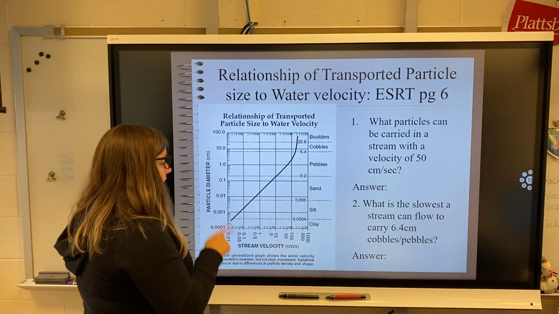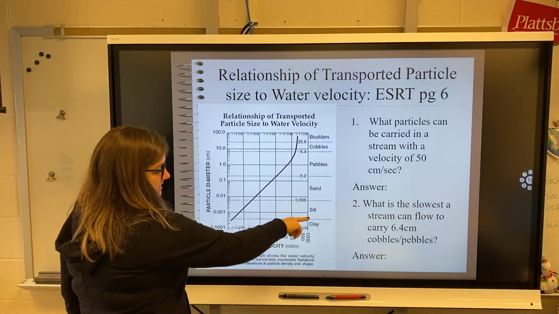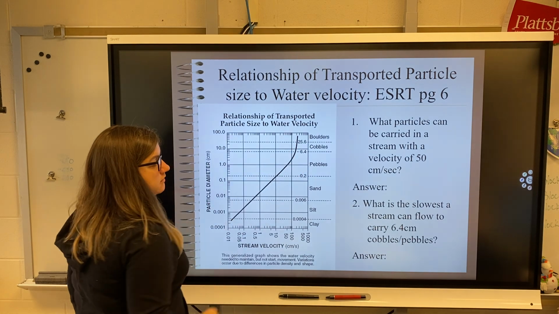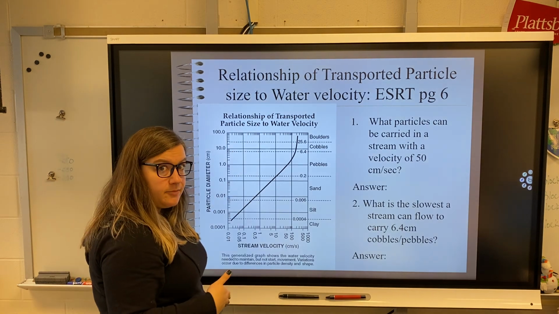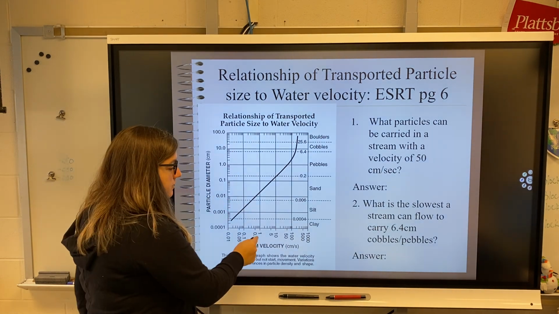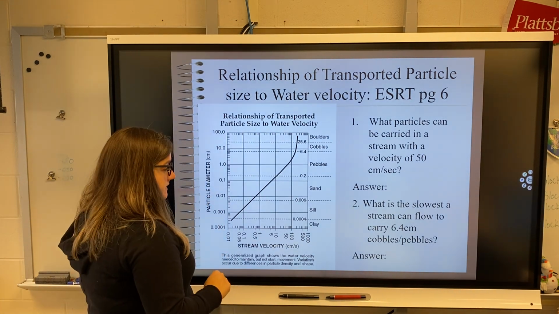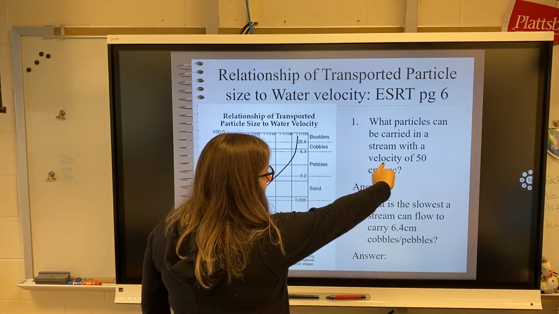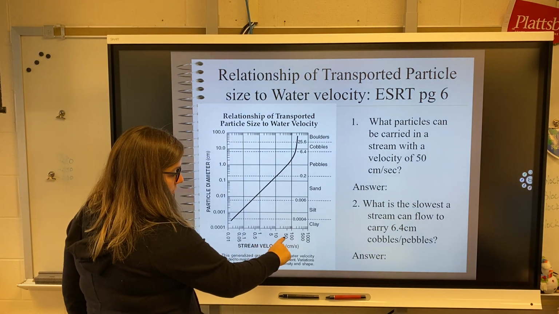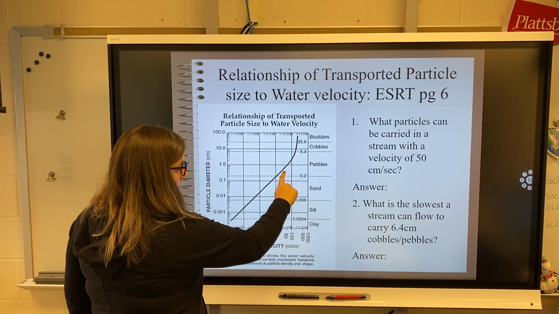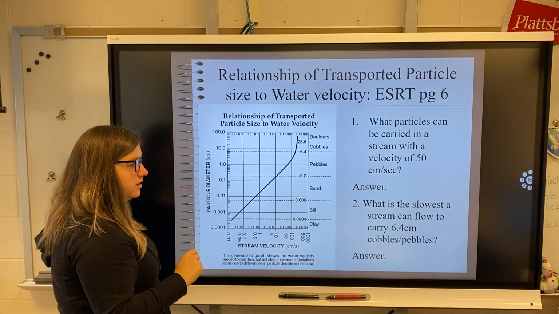So that's the speed. Then you have the particle diameter, how big the actual particle is. And those specific diameters that split them are right here. Okay? The black line that looks like somebody just went, okay? That's the spot of how fast the water has to be moving to move a certain size particle. So what happens is, particles can be carried in a stream with a velocity of 50 centimeters per second. So if I go to 50 centimeters per second, which is right here, I'm going to follow that up. It hits about a 1 centimeter diameter particle.